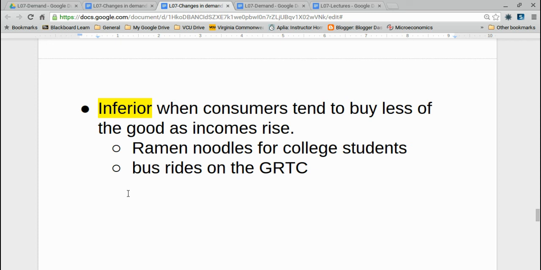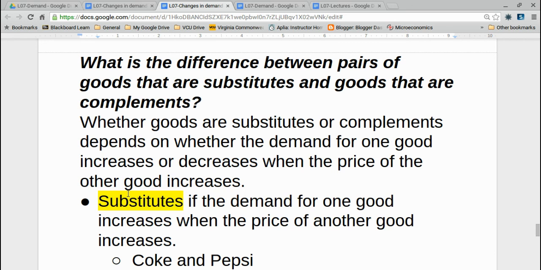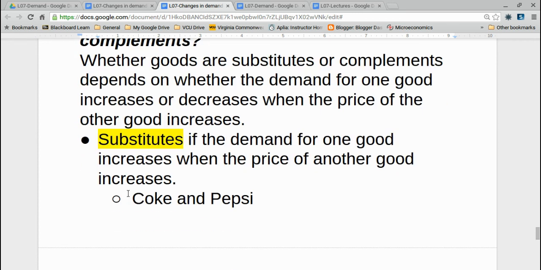Second example might be bus rides on the GRTC. If you got an increase in income or a raise, would you ride the bus more, or would you drive your car more and ride the bus less? Whether goods are substitutes or complements depends on whether the demand for one of the goods increases or decreases when the demand for the other good increases.